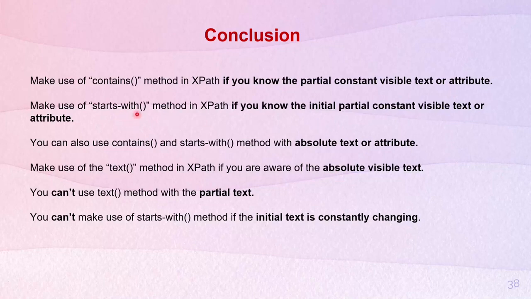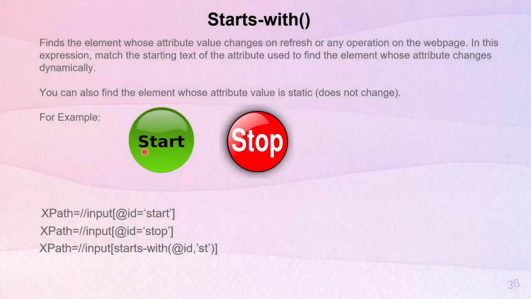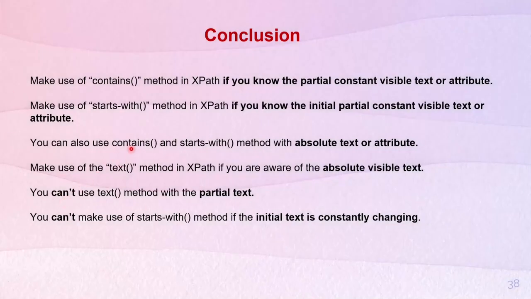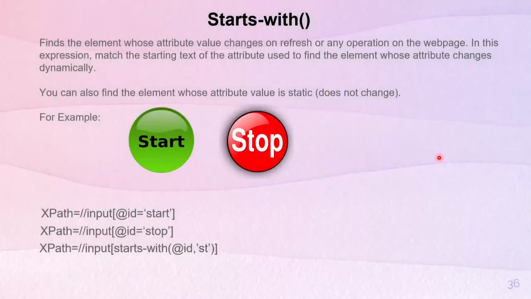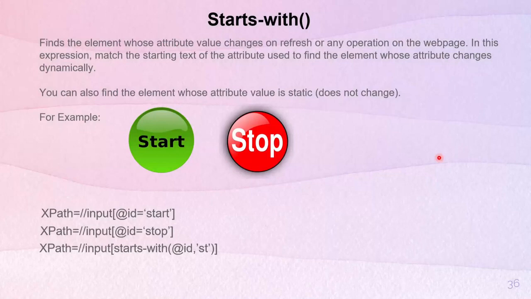Next, we will use the starts with method if you know the initial partial constant visible text or the attribute. The initial partial constant text means that, like over here, there is an initial constant text, right? That is the ST. Here also ST. Rest all the words are changing. So the partial initial constant text is used in starts with. Next, we can use the contains method and the starts with method with absolute text or attribute also. This means that we can write the first name as well. Similarly for starts with, we can write start or stop as well. But the only problem is that it will identify that element only for starts with.